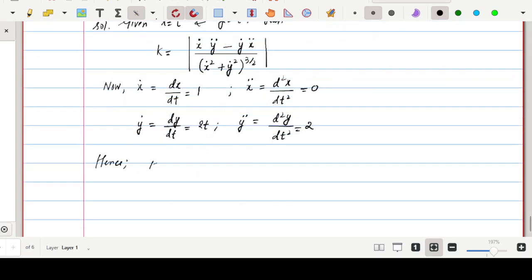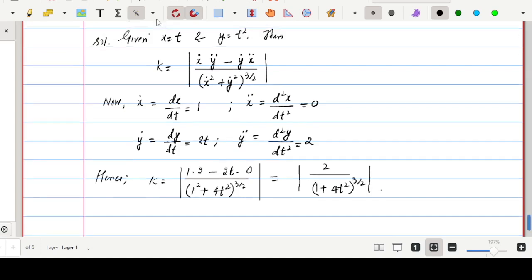Hence we can evaluate curvature, which is equal to modulus of now x dot, हमने वो यहाँ पे कंप्यूट किया, that's equal to 1. इसको मल्टीप्लाई करना है y डबल डॉट से, and y double dot is equal to 2. Then minus y dot, which is equal to 2t, then multiply with x double dot, that's equal to 0, whole divided by now x dot square, वो हमें मिल जाएगा 1 square plus y dot square, वो हमें मिलेगा 4t square. अब यहाँ पे करना है पावर 3/2 और इस पूरी चीज़ का मॉडुलस. Now we can simplify this, and this becomes 2 divided by 1 plus 4t square power 3/2.